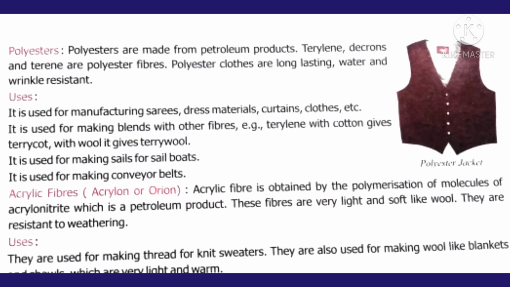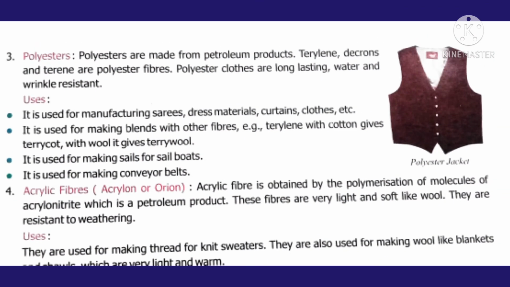Today we start our second part of third chapter, materials in our daily life, on page 45 and 46. Today we discuss mainly two types of synthetic fibers, like polyesters and acrylic fibers. The first one is polyesters. It is a polymer and also it is made from a product of petroleum. So it is called a petrochemical product.